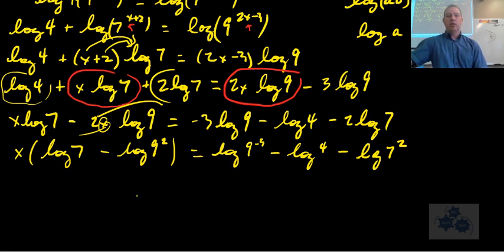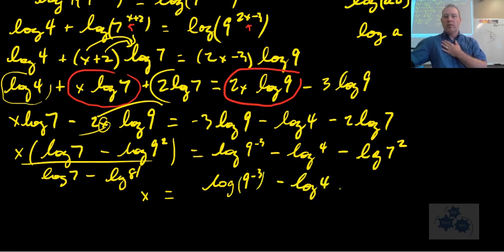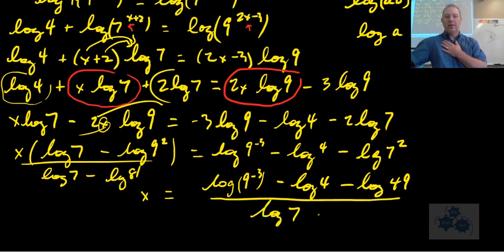Okay? So we now have x equals, so all this over here is going to be, we're going to divide both sides, sorry, by log of 7 minus log of 81. Okay? So we're going to have log of 9 to the negative 3. That's fine to write like that. That's okay. Keep it like that. And minus log 4 minus log 49 divided by log of 7 minus log of 81.